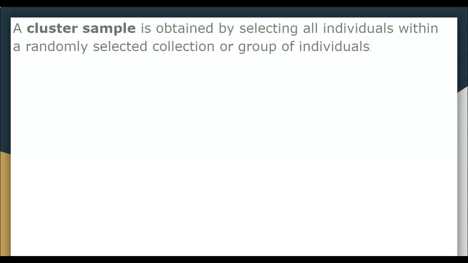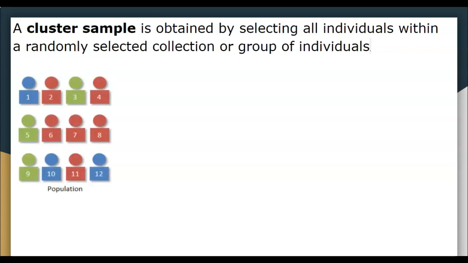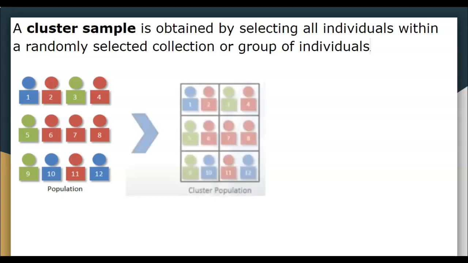The next sampling method is cluster sampling. Cluster sampling is obtained by selecting all individuals within a randomly selected collection or group of individuals. In other words, from the word cluster, meaning a group. So in cluster sampling, your population has to already be grouped somehow. Maybe city blocks, egg cartons, college classes. So these are clustered somehow. So if I want a random sample of 4 from my population of 12, I would randomly select 2 clusters.